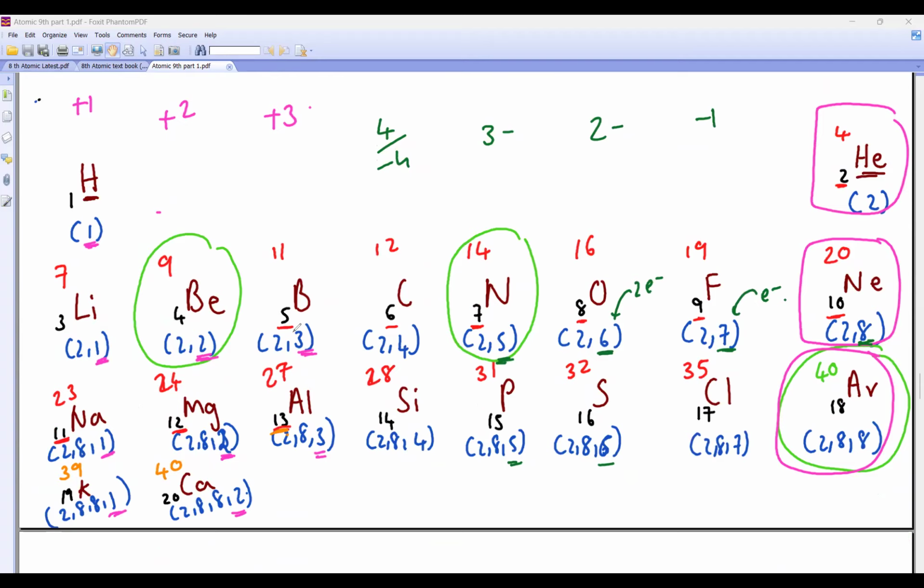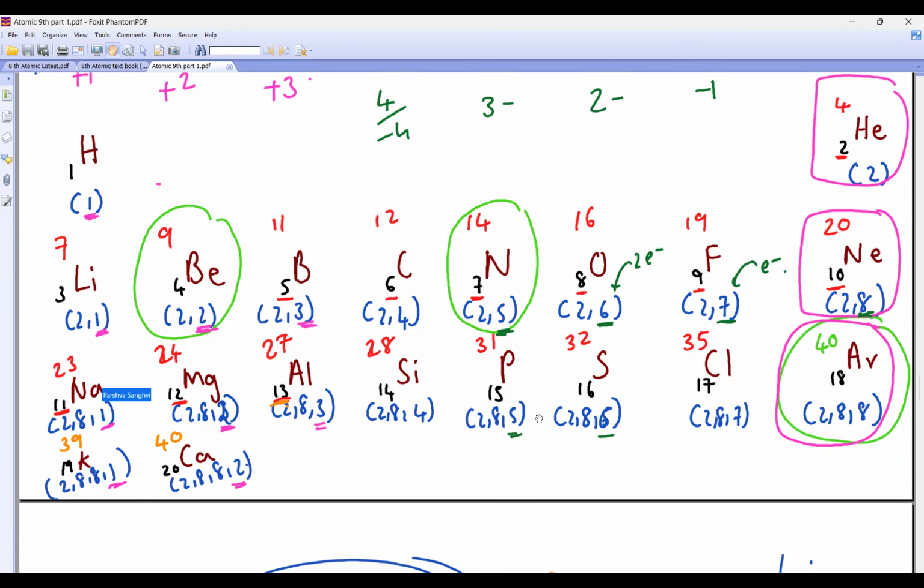I have already sent the mnemonic, and I'll resend it in your group. Don't worry. Sir, do you have any quotes or songs for metals, non-metals, and metalloids, like you gave for noble gases?